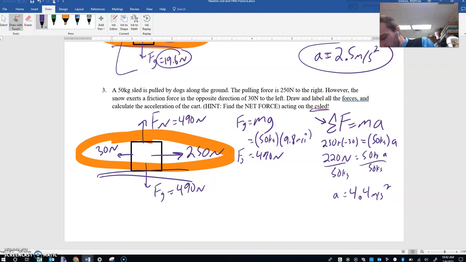So I hope that this was a helpful resource as you look towards our quiz on F equals ma and Newton's first and second law. Make sure that you check your answers with this video.